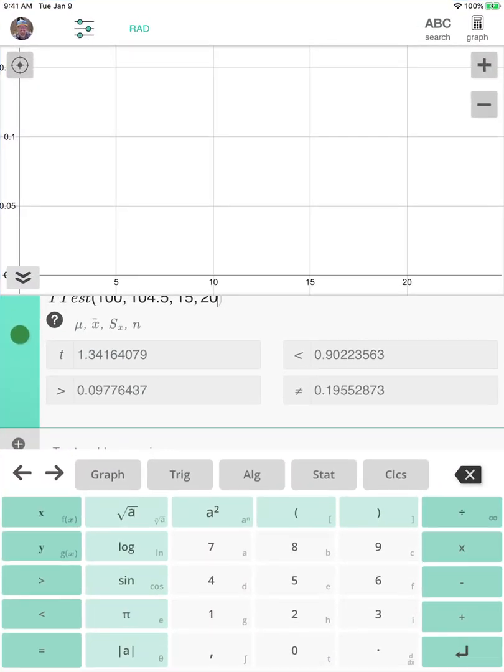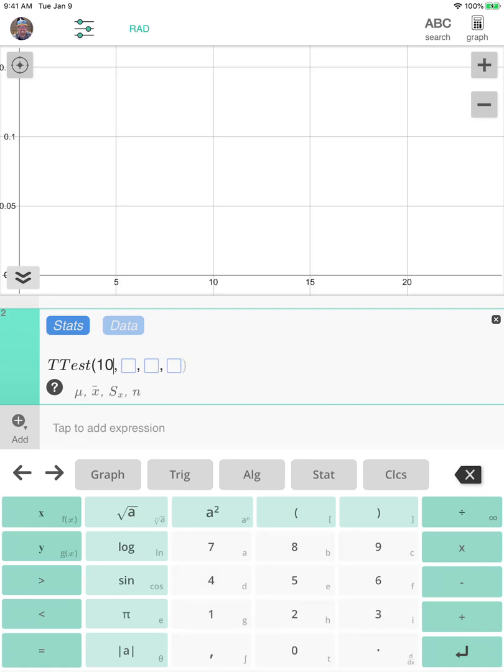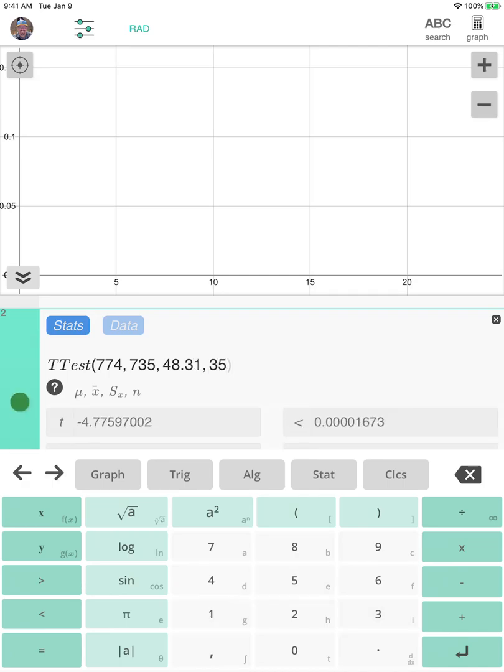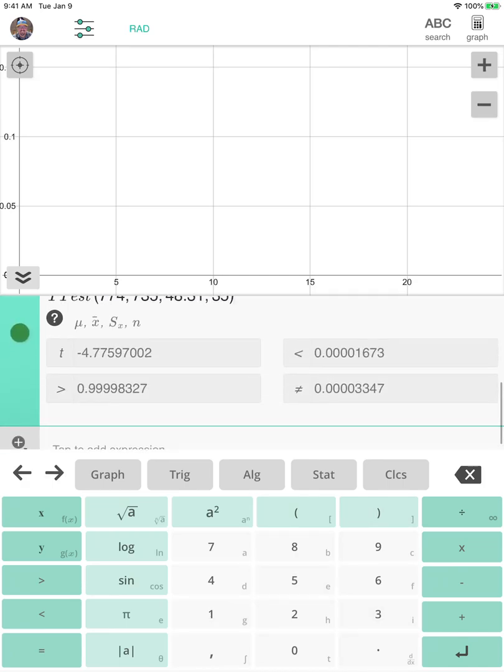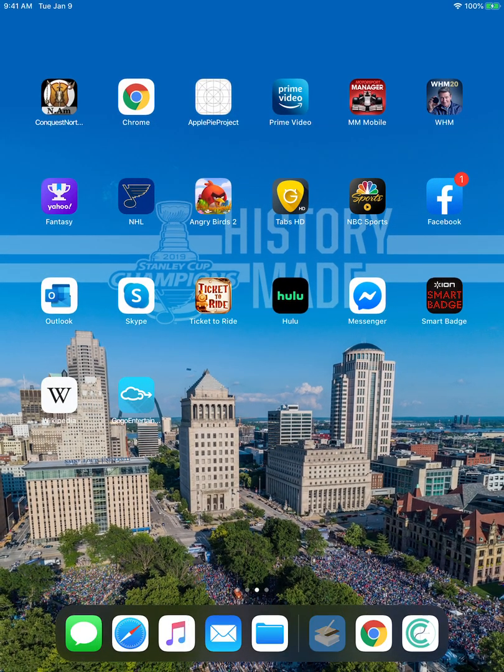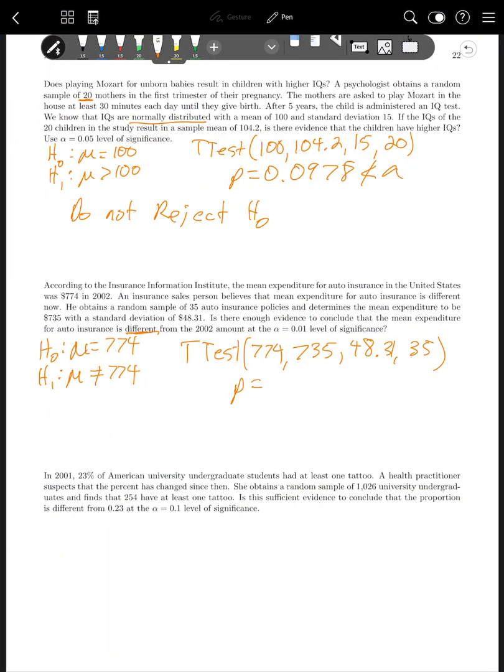So we go into our calculator, just like the one before, and we put in the given information. So 774, 735, 48.31, and 35. And in this case, we think they're different, so we're using the bottom right one. So 0.0000 is what we get when we round to 4 decimal places. So P equals 0.0000.